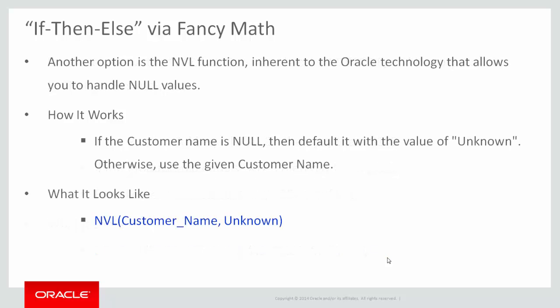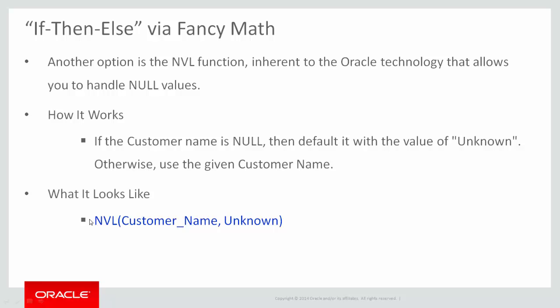Another seeded option to do if-then-else logic is something that we call the null value function. That is inherent to the Oracle technology, and it allows us to handle null values. So let's say, for example, I'm working on a calculation, but maybe my data is not pristine, and maybe I have a lot of null values. And maybe I need to account for those null values as part of the calculation. So if we look at this example here, we'll say if the customer name is null, then let's default it with the value of unknown. Otherwise, we're going to use the customer's name.